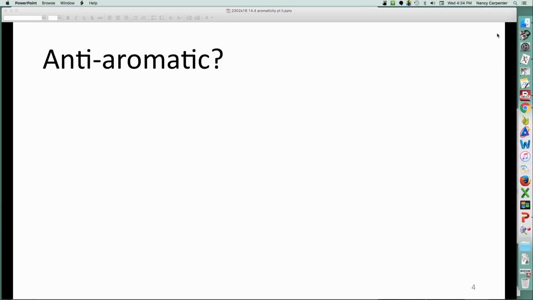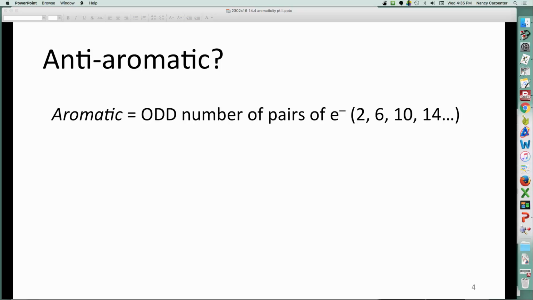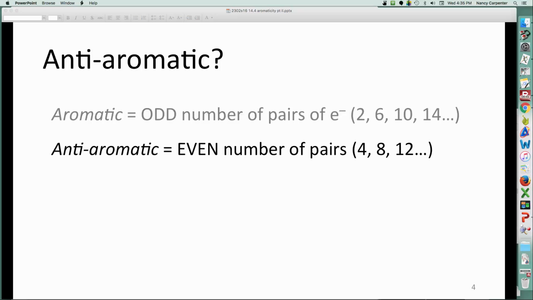All right, I need to just quickly throw in the concept of anti-aromaticity. It's just kind of a nice complement to the concept of aromaticity. So we know aromaticity makes something super stable, and we know that means they have an odd number of pairs of electrons. It turns out, and this all makes sense if you look at the energy diagrams for the molecular orbitals, an anti-aromatic system would have the wrong number, the non-magic number. It has a number of electrons that makes it especially unstable.